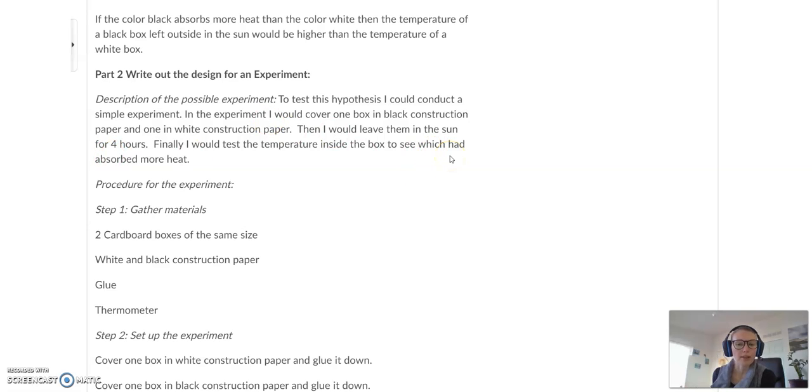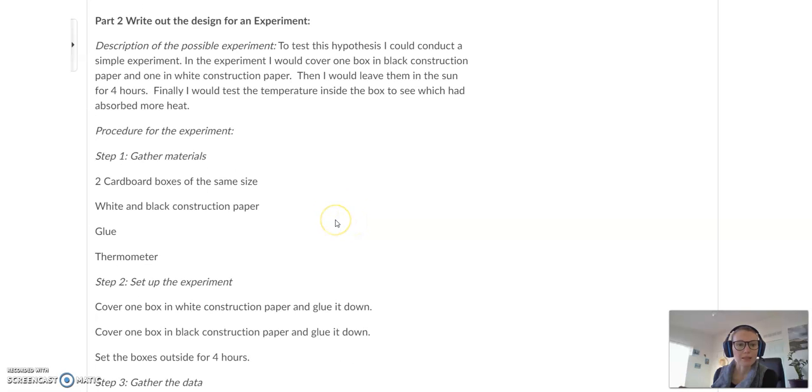To test this hypothesis, I could conduct a simple experiment. In the experiment, I would cover one box in black construction paper and one in white construction paper. Then I would leave them in the sun for 4 hours. Finally, I would test the temperature inside the box to see which had absorbed more heat. So just give me a quick description. What does your experiment look like? And then go ahead and write out as if you were expecting someone to complete this experiment.